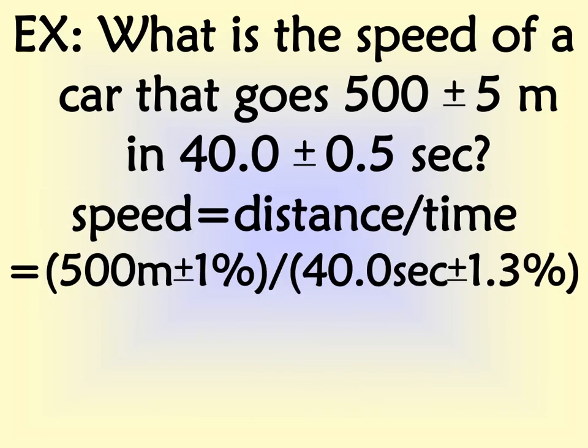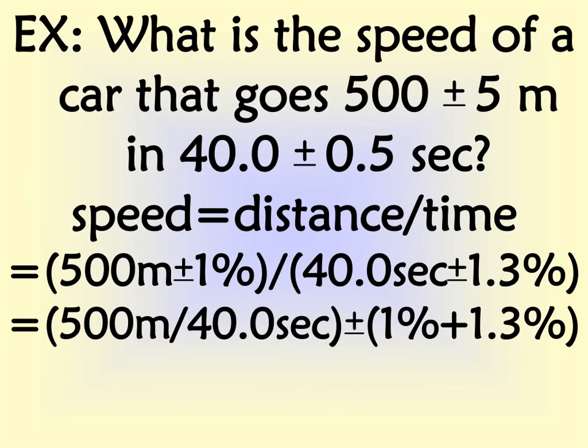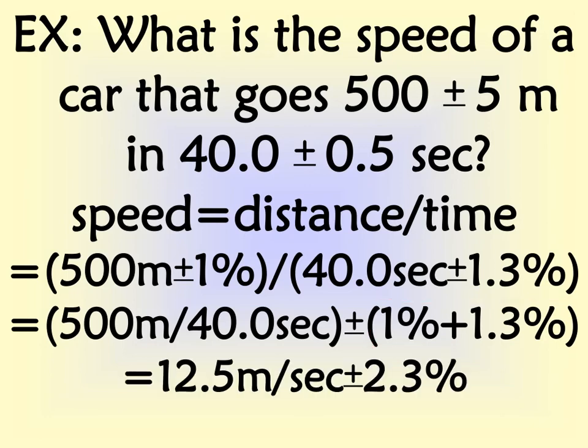So when we're going to get the speed, it's distance divided by time. So we're going to take the distance with its relative uncertainty and divide it by the time with its relative uncertainty. But we don't divide the uncertainties. We just divide the measurements and we add the uncertainty. So this becomes 500 meters divided by 40 seconds plus or minus the uncertainties, the 1% plus the 1.3%. We just add those relative uncertainties. So when we do that division, we end up with 12.5 meters per second plus or minus 2.3%.